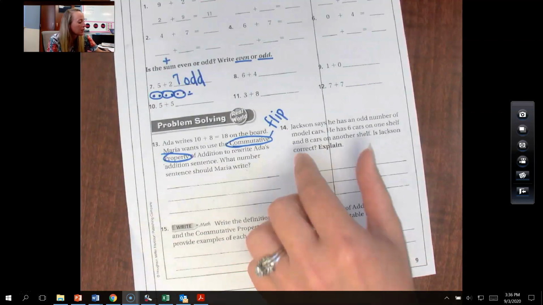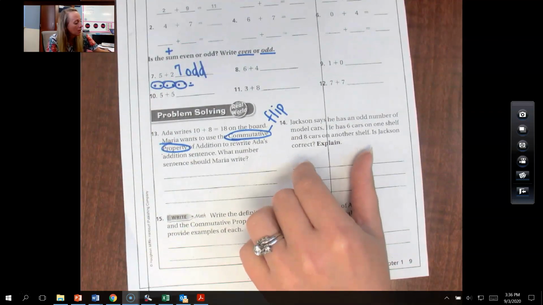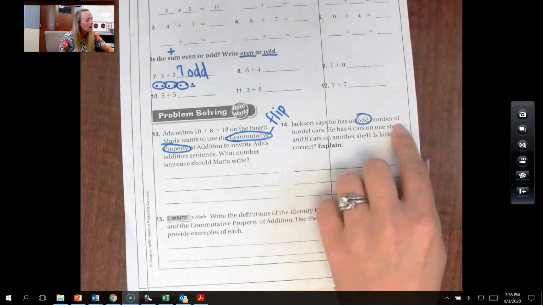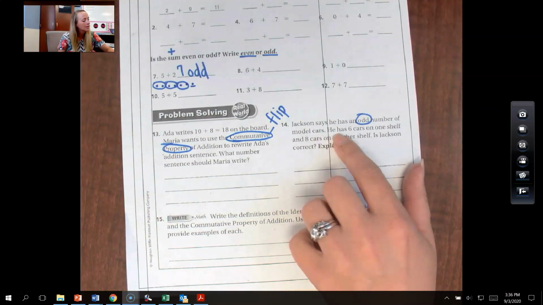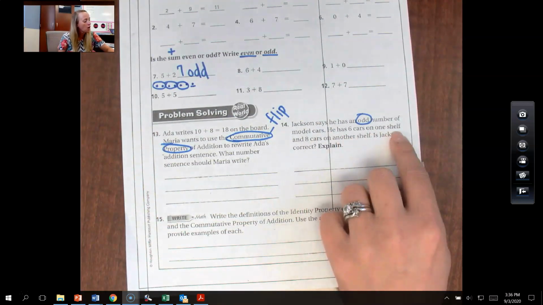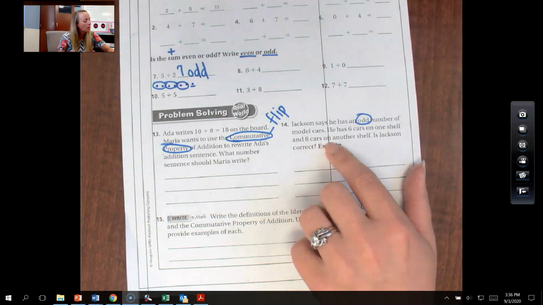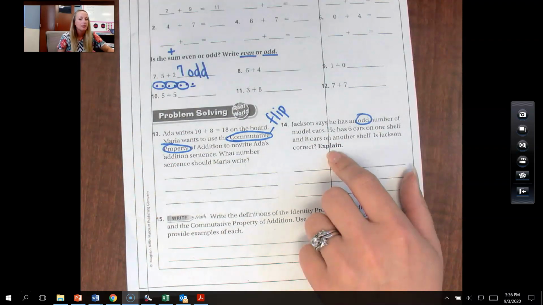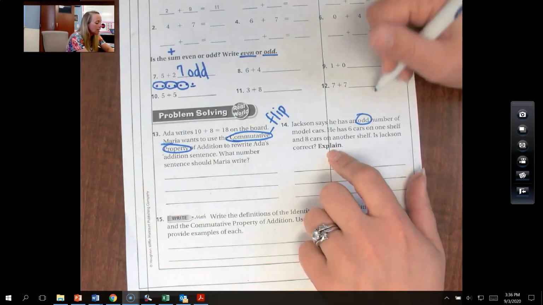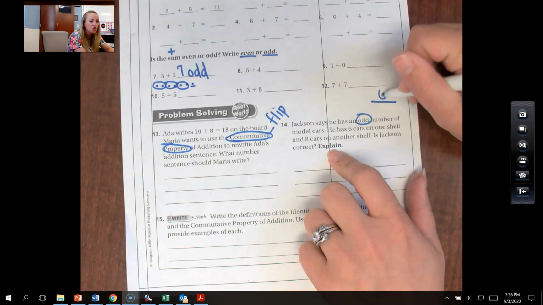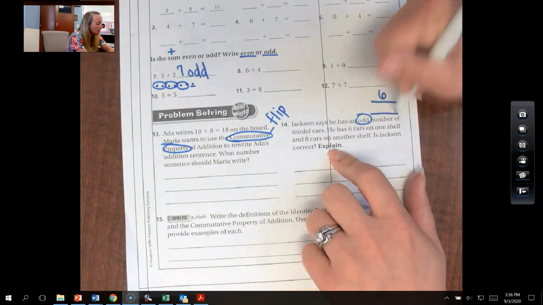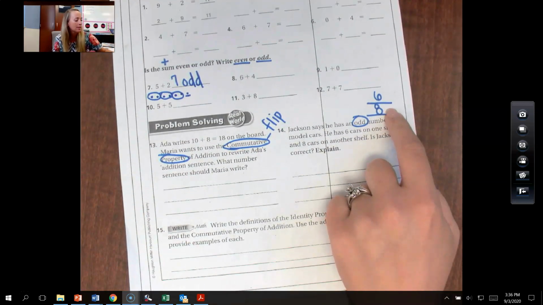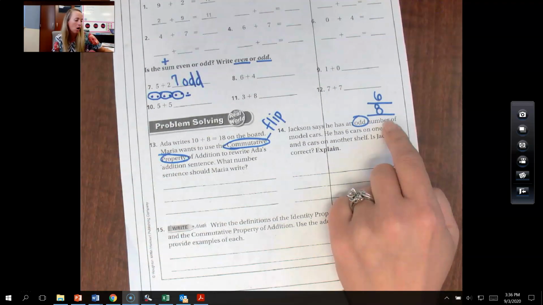All right, let's look at number 14. Jackson says he has an odd number of model cars. He has 6 cars on one shelf and 8 cars on another shelf. Is Jackson correct? Explain. Now this one is kind of tricky. He has 6 cars on one shelf and he has 8 cars on another. Pause the video now and write 6 on one shelf and 8 on another.